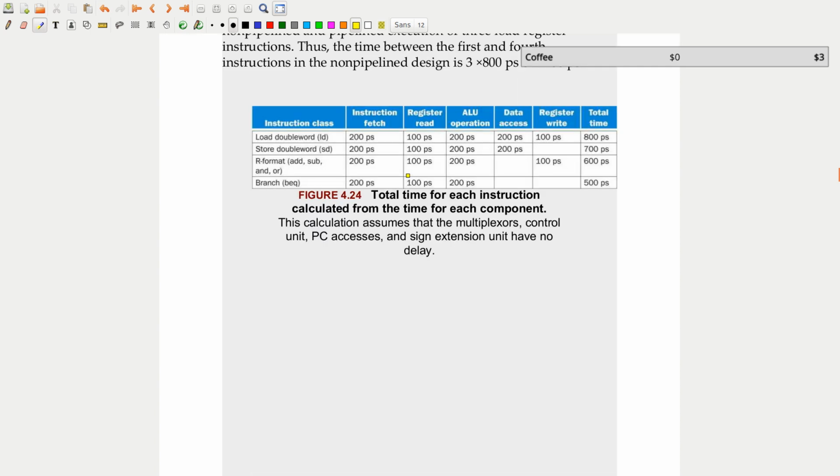Okay, and so here they give us some basic timings in picoseconds for the time it takes to do each instruction. So for something like a load double word that uses every single stage, it'll take about 800 picoseconds. But for something like a branch that will only do the instruction fetch, the register read, and the ALU operation, it'll actually only take around 500 picoseconds.